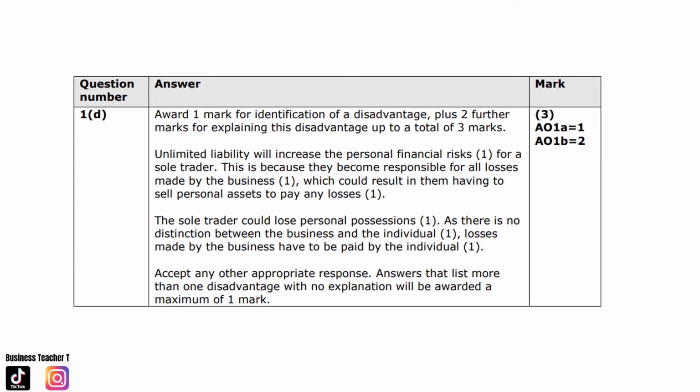For your first sentence, where you would have identified the disadvantage, you might have written unlimited liability will increase the personal financial risk for a sole trader. This is because they become responsible for all losses made by the business, which could result in them having to sell personal assets to pay any losses. Or you might have had the sole trader could lose personal possessions, as there is no distinction between the business and the individual. Losses made by the business have to be paid by the individual. Or you might have had another appropriate response.